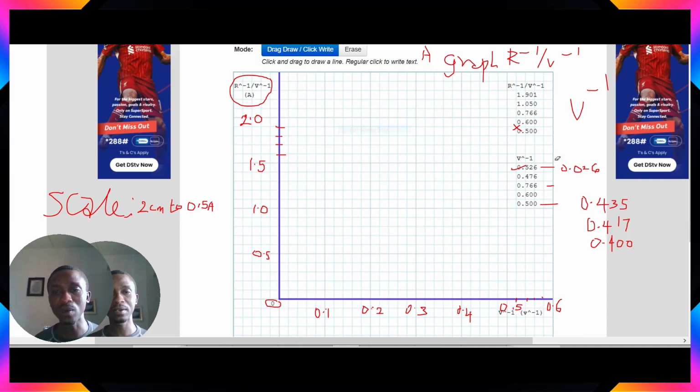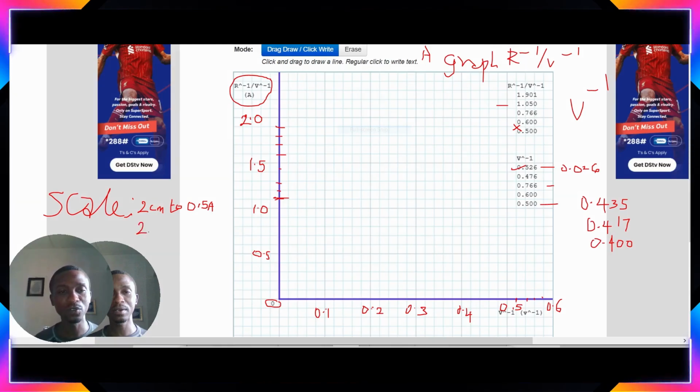Then the next one, we have R to be 1.05. We cannot actually have 1.0, we can only have 1.1. So 1.05 can be represented as 1.1. And this is 1.1, 1.2, 1.3. So here is 1.1. So what's the corresponding value of the voltage at that moment? 0.476. Okay, let's put the scale on the horizontal axis.